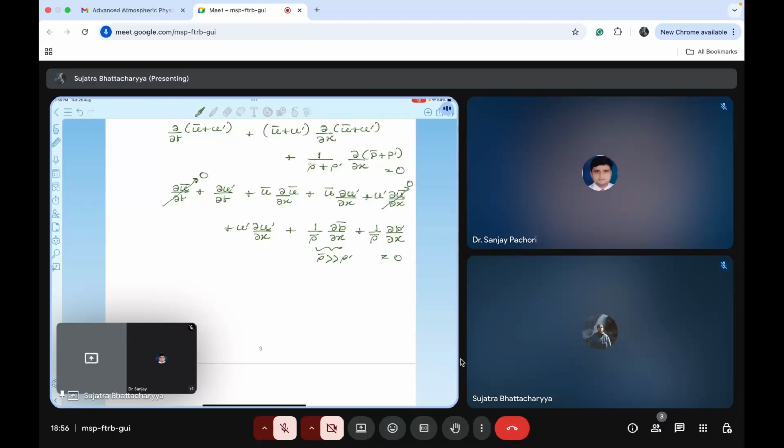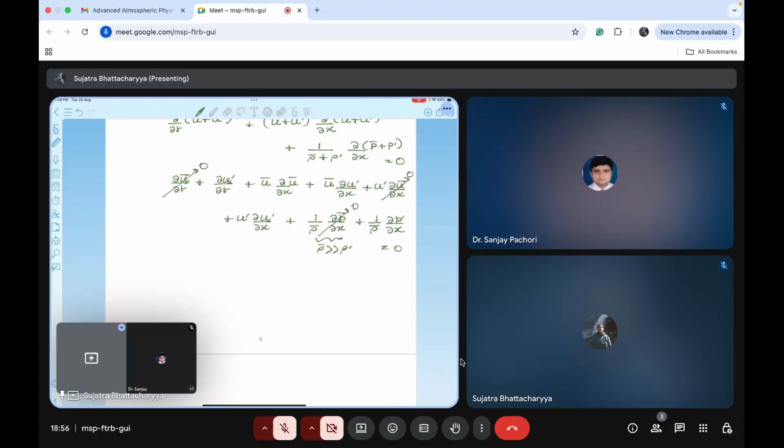Okay. Further. This will also go to 0 because P bar is invariant with X. We have assumed. Done. Nothing else. And also, if you don't want to ignore that, you can see that this is the base state. Okay. This is the base state. This is also the base state. So this will automatically get cancelled.